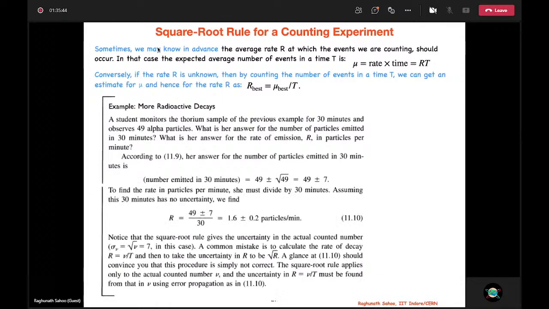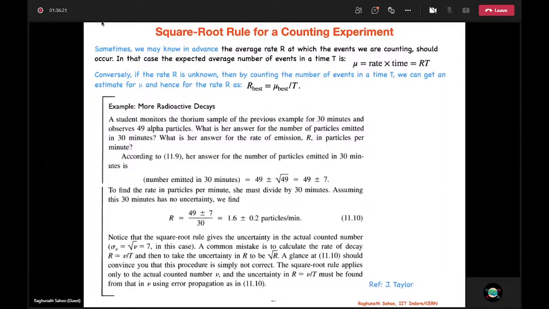When you calculate a rate, as I told you, the rate has to be calculated after the error is assigned. So now, looking at the formula upstairs, R best is equal to mu best by t. So this is 49 plus minus 7 divided by 30. Since this is a rate, it can be written in fractions also. So this becomes 1.6 plus minus 0.2 particles per minute. So this is the way you have to proceed.